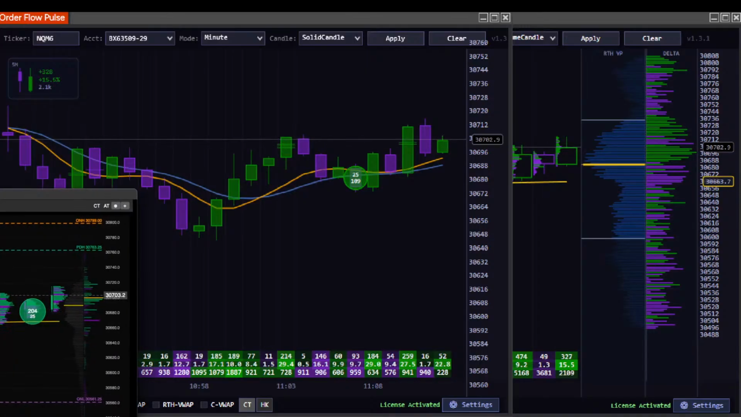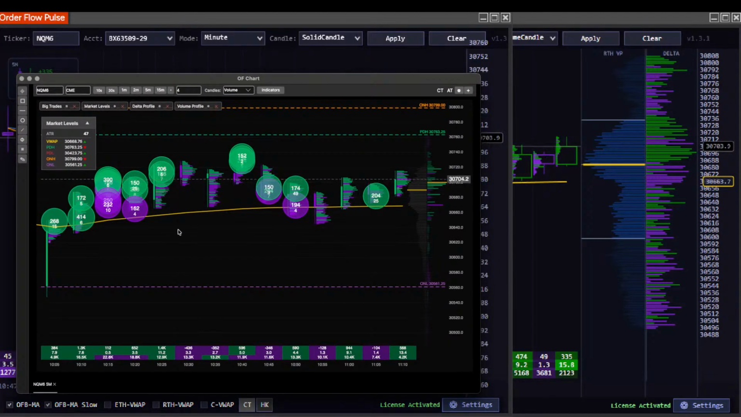This is what I need to run the stats on. I need to run the stats on the aggregated volume through large volume. Because right here, we got a lot more buying than selling. As far as aggregated volume, we got a lot more buying than selling.